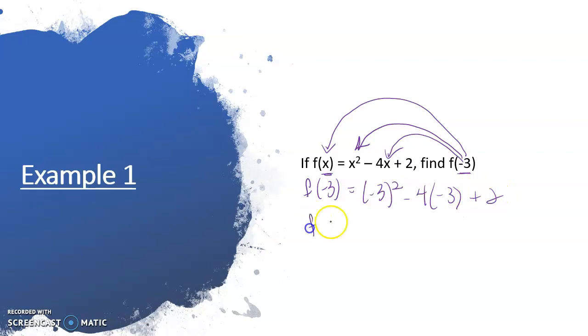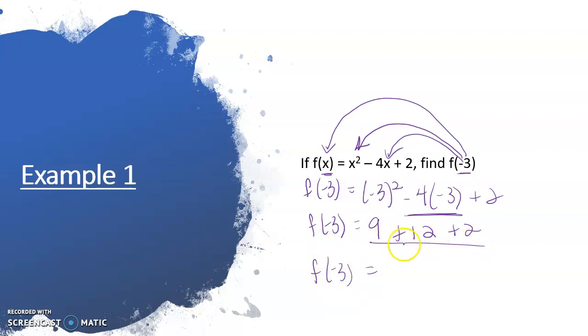All right? So f of negative 3 equals, negative 3 squared means negative 3 times negative 3, which would be positive 9. Negative 4 times negative 3 is a positive 12. And then we still have plus 2. Then we're just going to combine these together. 9 plus 12 is 21, plus 2 more is 23. So f of negative 3 equals 23. Again, into function f, I plugged negative 3 in place of x.